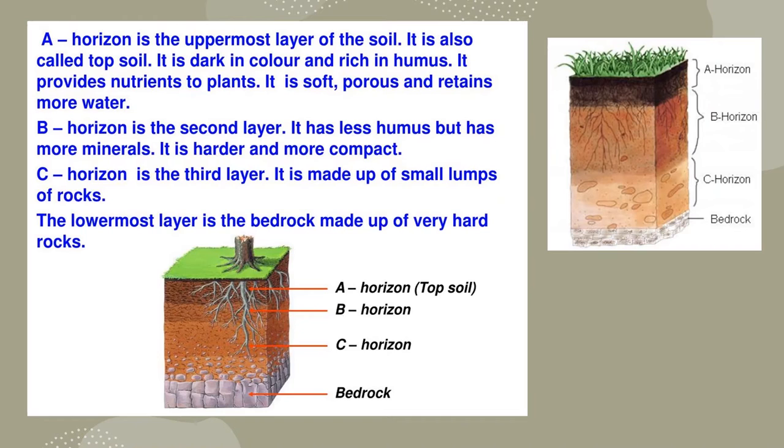I hope you understand. Whereas the B horizon is the second layer. It has less humus but has more minerals. It is harder and more compact. Now the C horizon is the third layer made up of small lumps of rocks. And the lowermost is the bedrock made up of very hard rocks. So these are all the A, B, C horizons and bedrock.